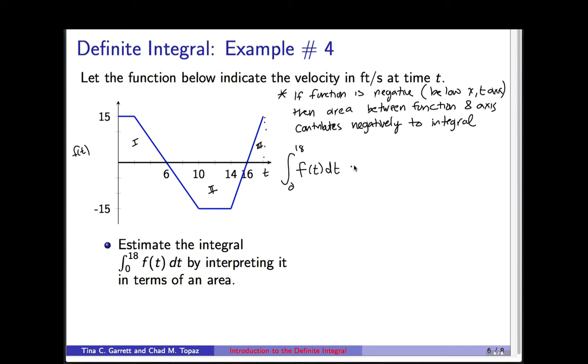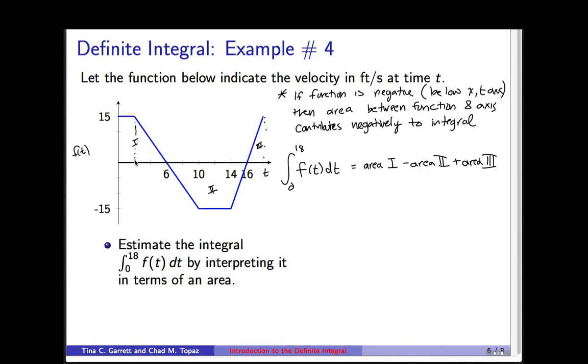And so essentially you want to think about this as the area of region 1 minus the area of region 2, that stuff that shows up below the axis, plus again the area of region 3. So in this case, we just need to estimate the areas of those 3 regions. And we've done a little bit of this before.